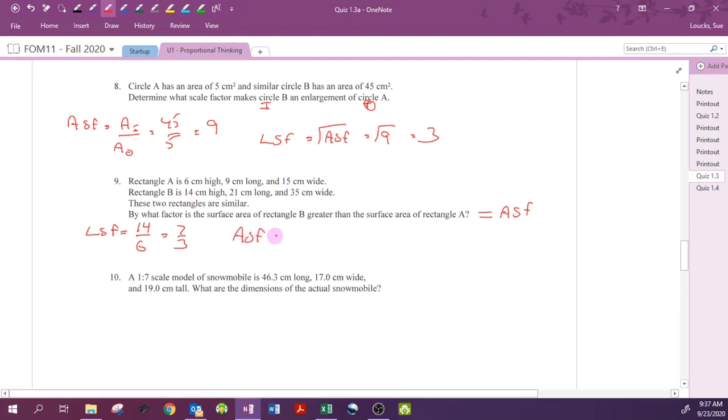The area scale factor is going to be 7 squared over 3 squared, which is 49 over 9. So there's my answer. Or if you made it into a decimal, it's 5.4 repeating. So either of those is okay.